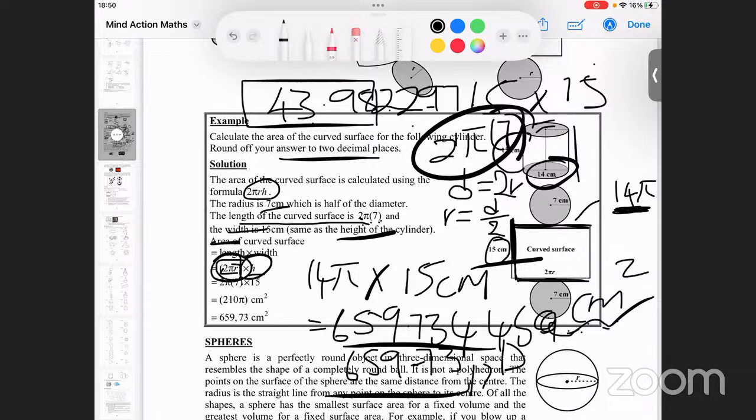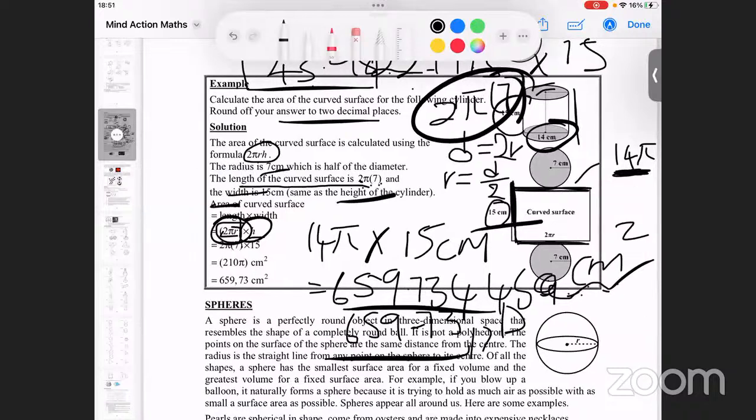Ma'am, I got 659.7. Yes, ma'am. And when you round it off to 2 decimal places, it will be the same as 659.70, right? Yes. So do you see that it is slightly different from this one? Yes, ma'am.